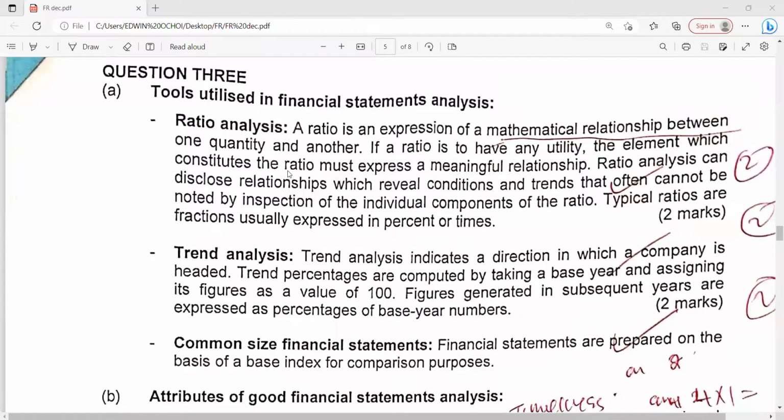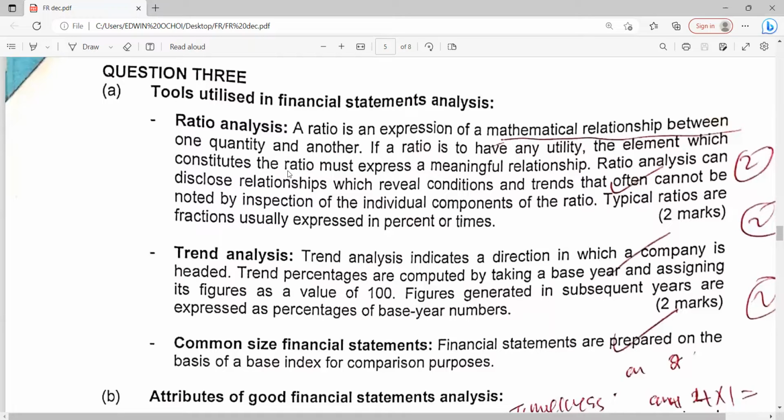So ratio analysis. They were asking about the ratio analysis. How is it used? So ratio, it's an expression of mathematical relationship between one quantity and another. Like now, here we were doing the analysis between which year and which year? The question we have done, the mathematical relationship between which year and which year? 15 and 16. So if a ratio is to have any utility, the element which constitutes the ratio must express a meaningful relationship. So that is why in some cases I tried to explain the ratio itself.